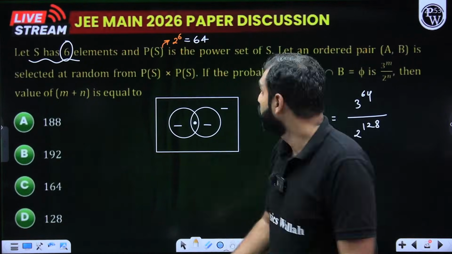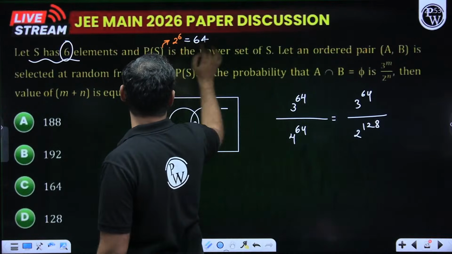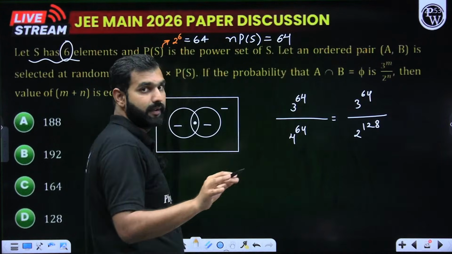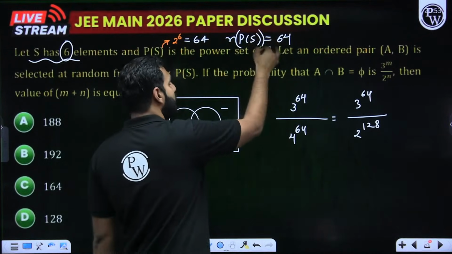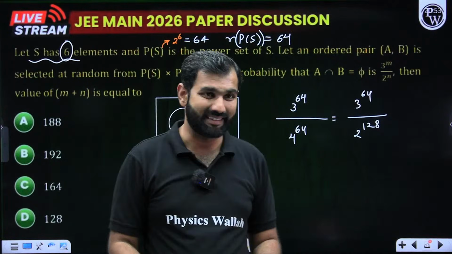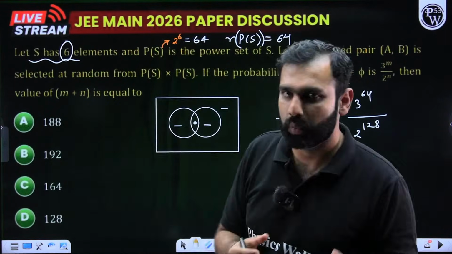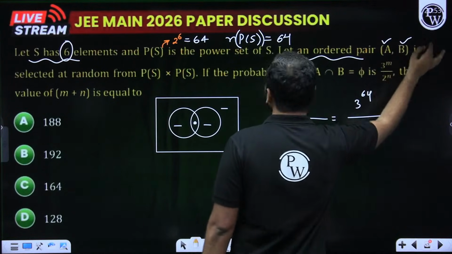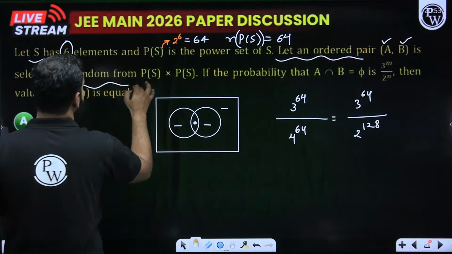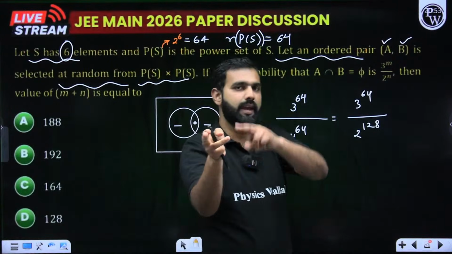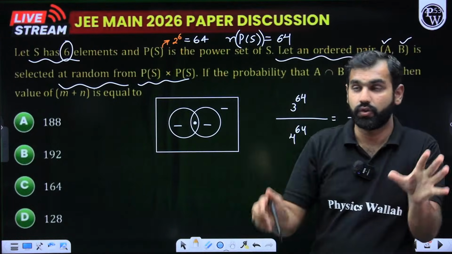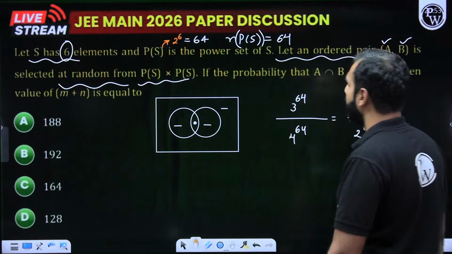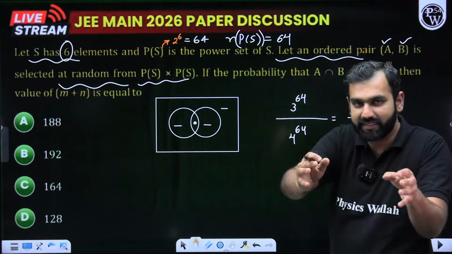I hope you remember that. So the number of elements in the power set of S will be 64, 2 to the power 6. Everyone with me on this? Are you all there, listening, watching, understanding and comprehending it very clearly? So let an ordered pair (A, B) be selected at random from P(S) cross P(S). So we are taking the Cartesian product here. 64 elements are there, 64 elements are mapped with 64.